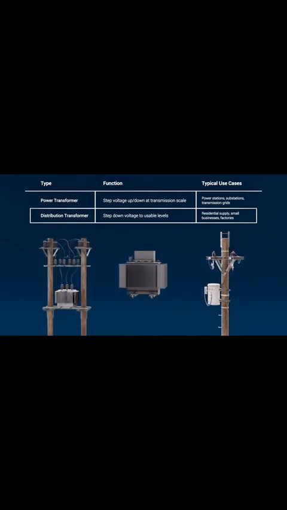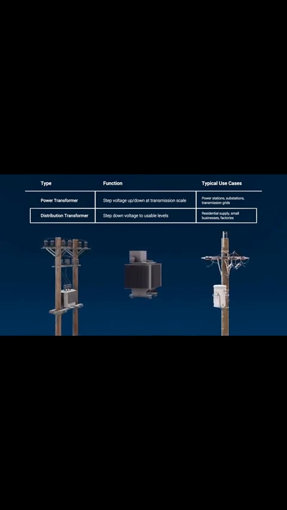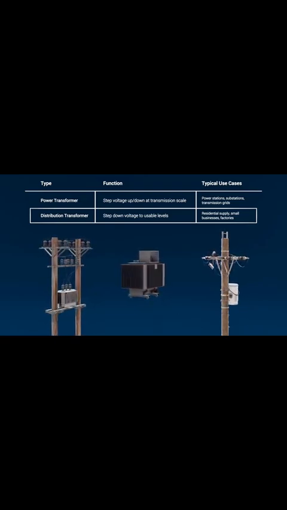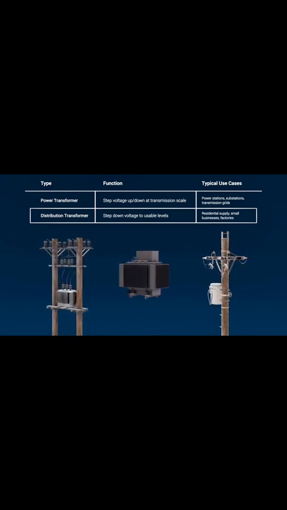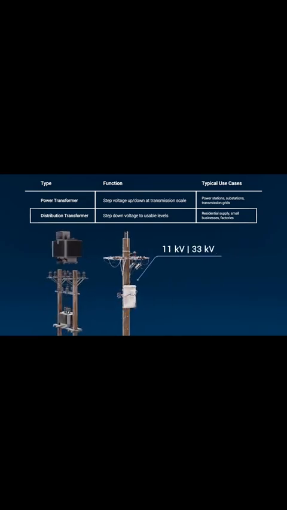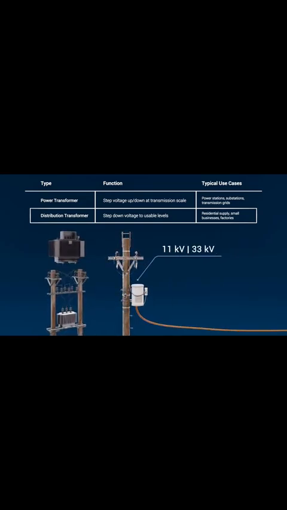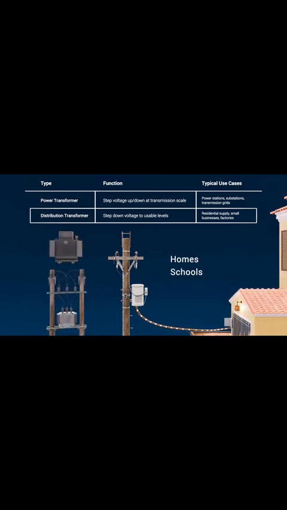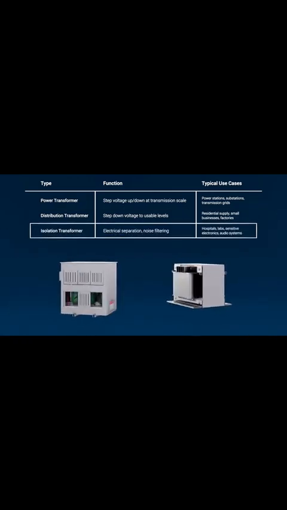Next, we come to distribution transformers. Smaller than power transformers, these are the ones you see perched on utility poles or tucked inside street cabinets. Their task is to take medium voltage electricity from the grid, say 11 kilovolts or 33 kilovolts, and step it down to the familiar 230 volts in Europe or 120 volts in the US, making electricity usable for homes, schools, and factories.